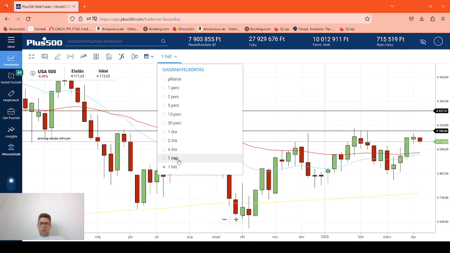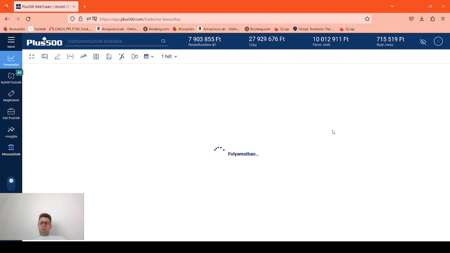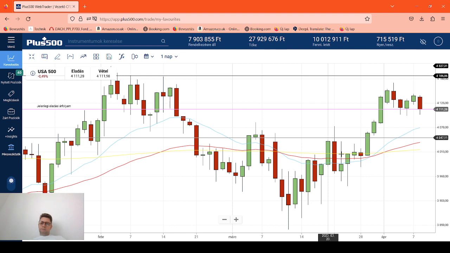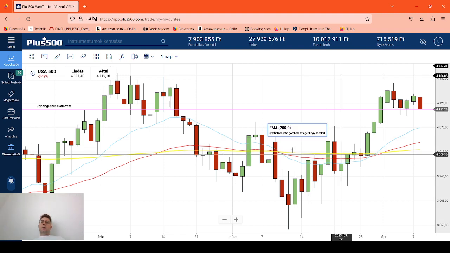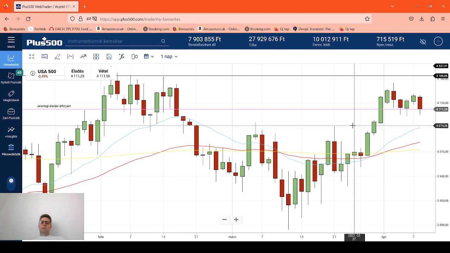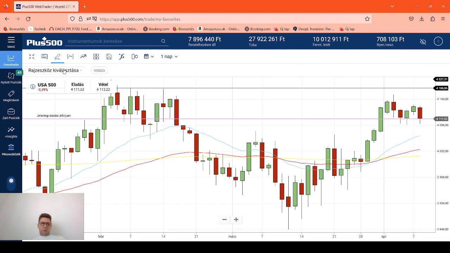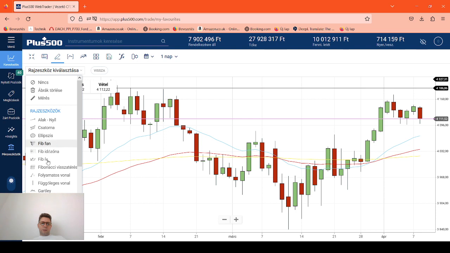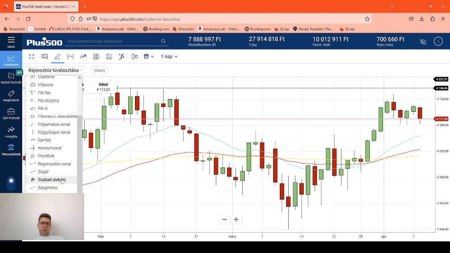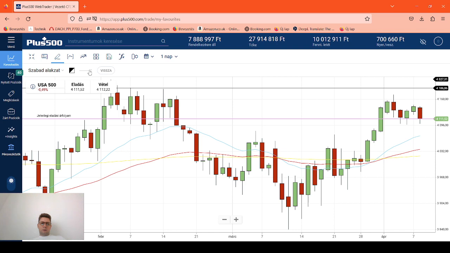I just want to have a look at the daily chart. So this is the daily chart on S&P 500. Now let's see. Yeah, here I see something. I was seeing something with the S&P 500. All right, let's draw, because this is a bullish pattern that I see here. Just a second. Okay, that's it, and then a thicker line.